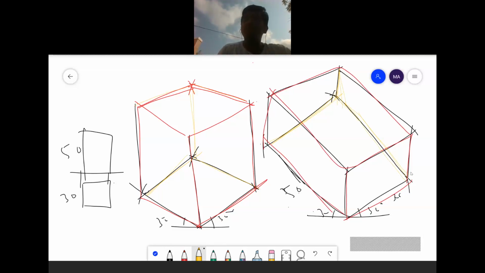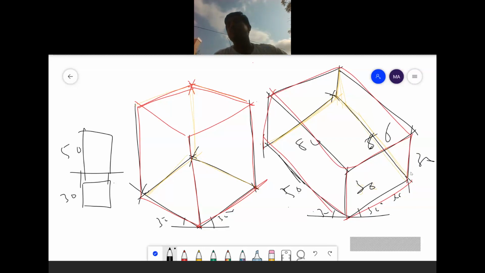Square prism. This one will be 30. This one will be 30. This one will be 50. Understand? In this way, you need to draw. Okay, this is also 30 mm. Understand? In this way, you have to draw the isometric projection of a square prism.